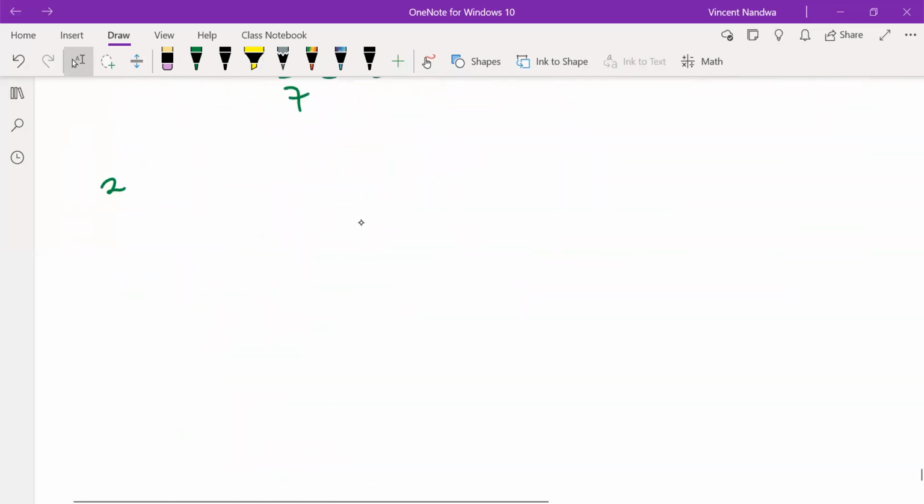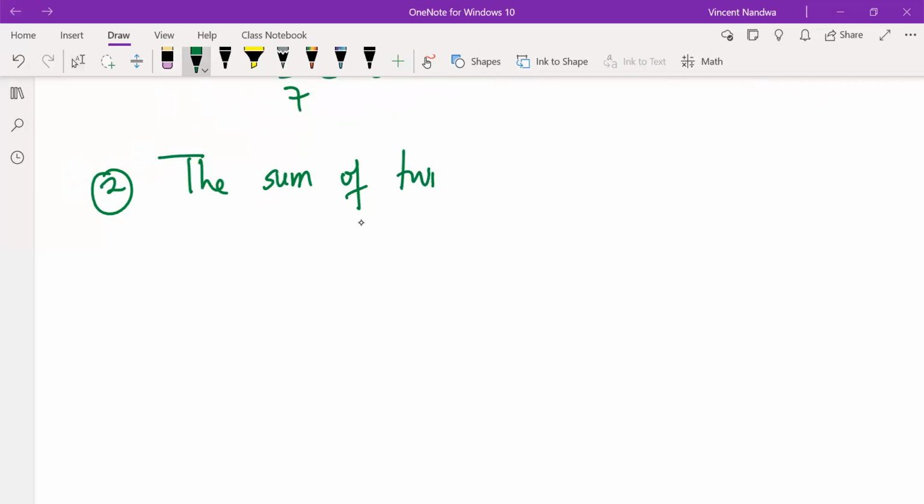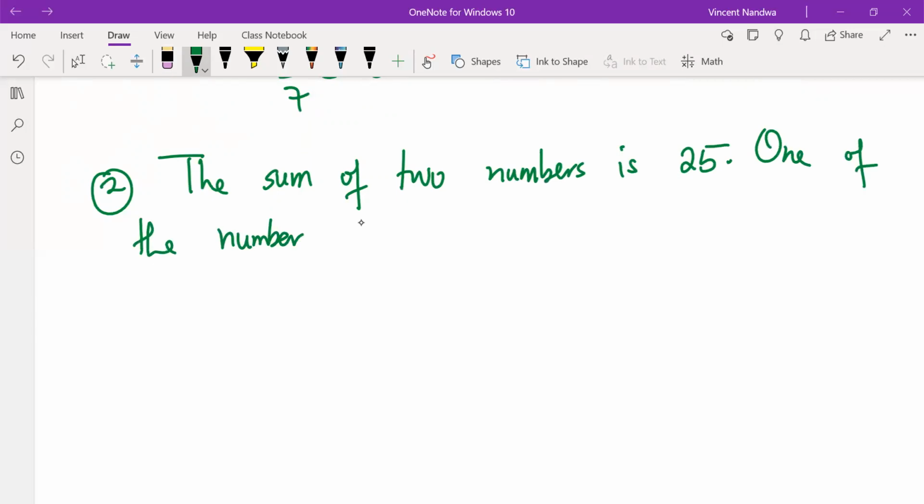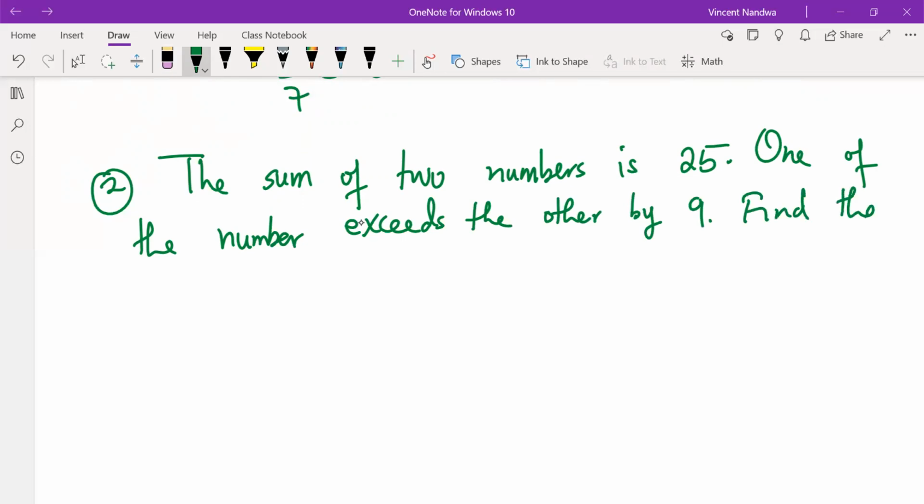Problem 2: the sum of two numbers is 25. One of the numbers exceeds the other by 9. Find the numbers. So the sum of two numbers is 25, and one of the numbers exceeds the other by 9. So find the numbers.